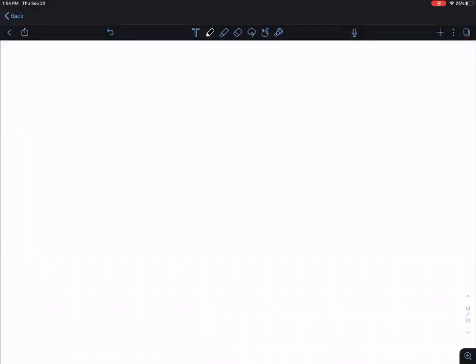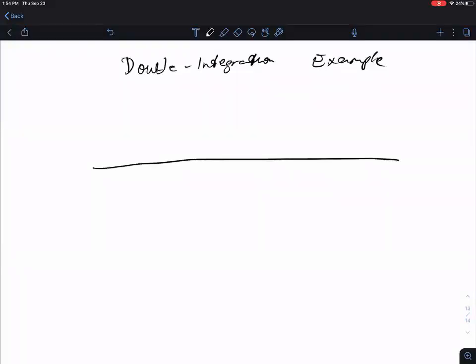In this video, we're gonna implement the double integration method to compute the deflection in a beam. So we're gonna look at an example. The example we're going to look at is a propped cantilever.